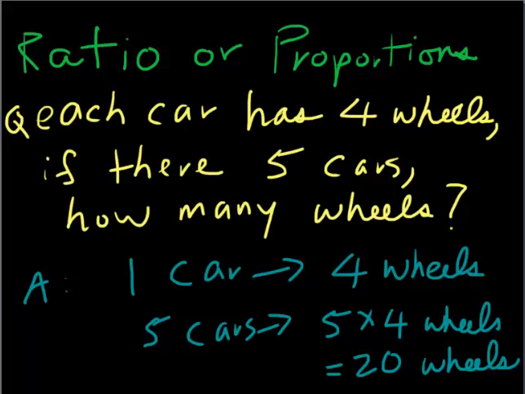The answer, we write down what we know. One car has 4 wheels. So 5 cars means 5 times 4 wheels equal to 20 wheels.